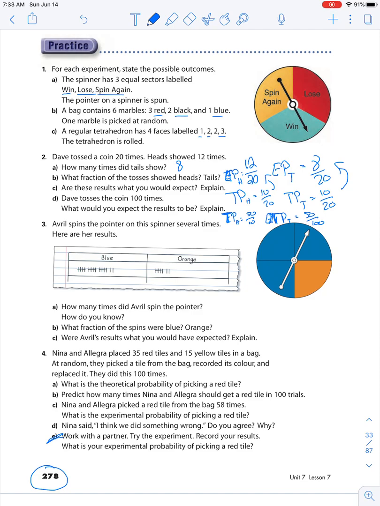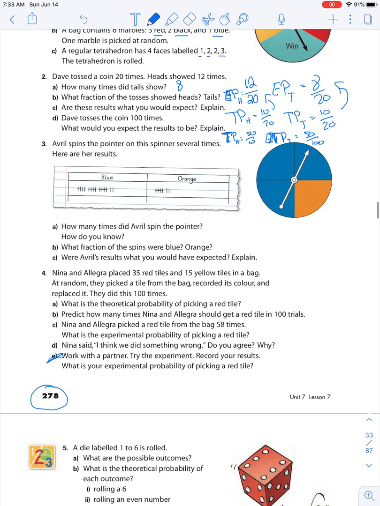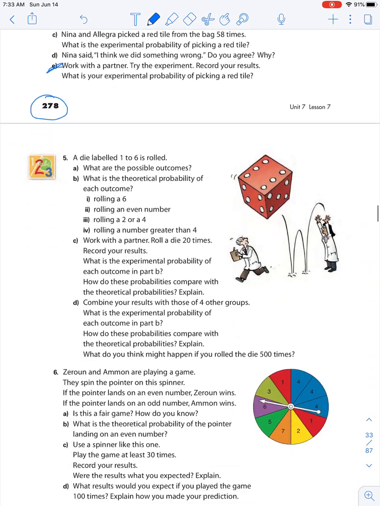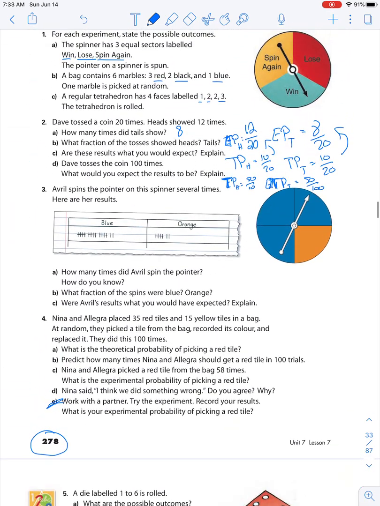All right, next one. Avril spins the pointer on the spinner several times. Here are her results, okay? So let's just tally this up. She got, let's see, 17, right? And then this one, she had only 7, okay? So how many times did she spin the pointer? So we know that she spun it 24 times in total, because 17 plus 7 is 24.